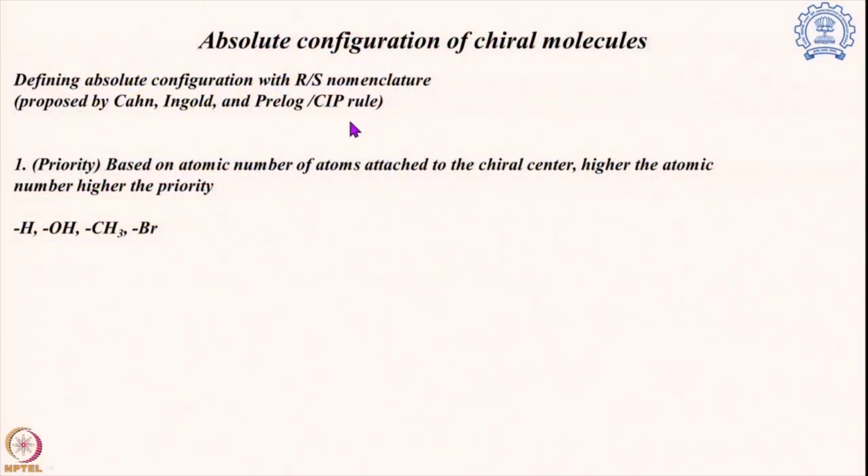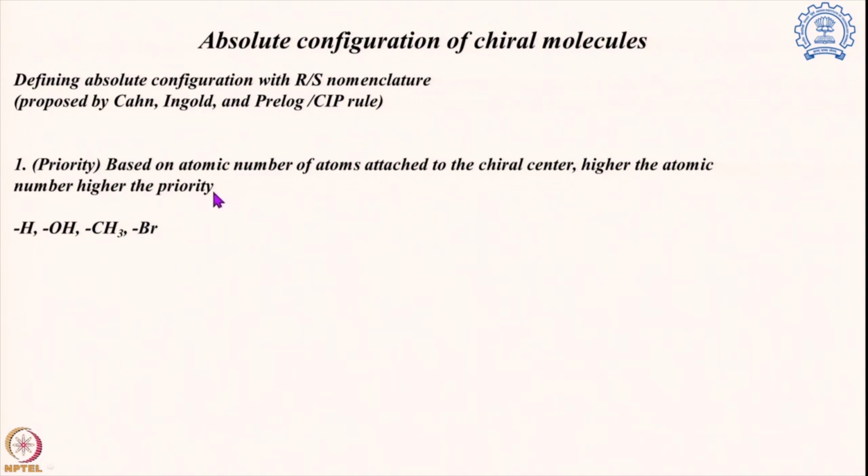In the CIP rule, we are going to prioritize the different groups bound to a chiral center. For example, a carbon center with 4 different groups bound to it. The first thing we are going to do is prioritize all those 4 different groups. And for that, Cahn, Ingold and Prelog define some rules. The first rule is that we define them with respect to their atomic number.